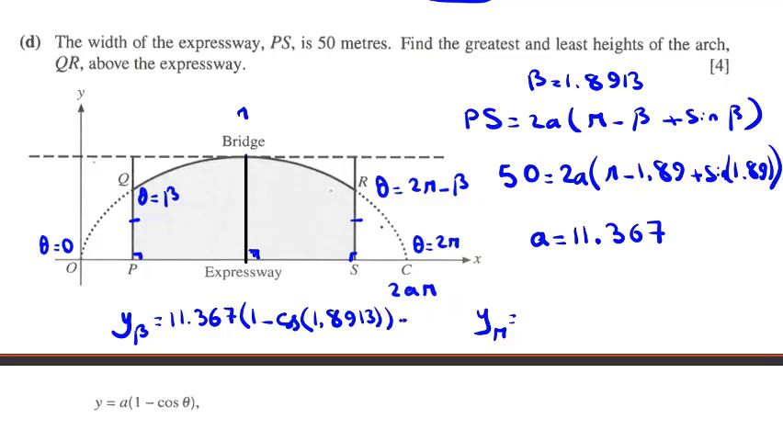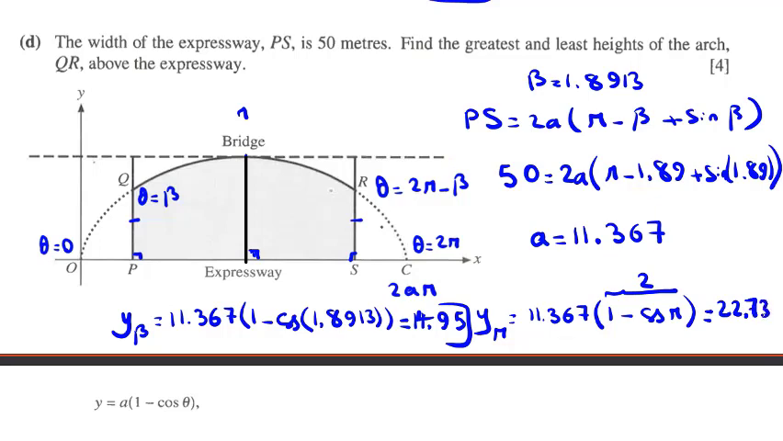If you calculate, it will be around 14.95. And if we calculate for y of pi, it will be 11.367 times (1 minus cos pi). Cos pi is minus 1, so it will be 2, and we can calculate this: it will be 22.734. So we found the maximum height and minimum height of this problem.